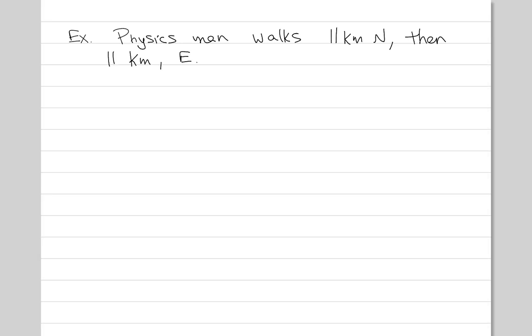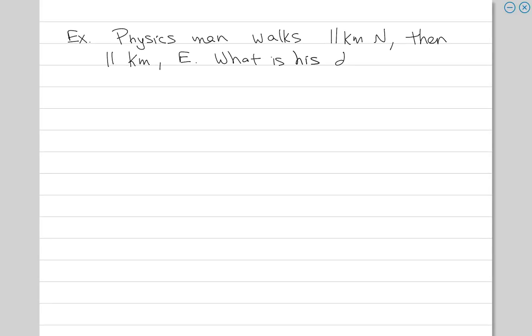One example and we are done. Okay, physics man. Going for a little walk. Can I spell? Physics man. Okay, physics man walks 11 kilometers north. Then 11 kilometers east. What is his displacement?